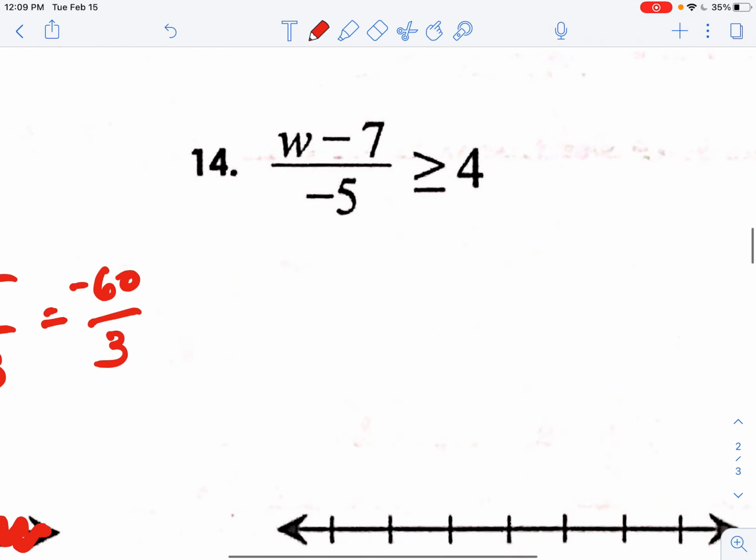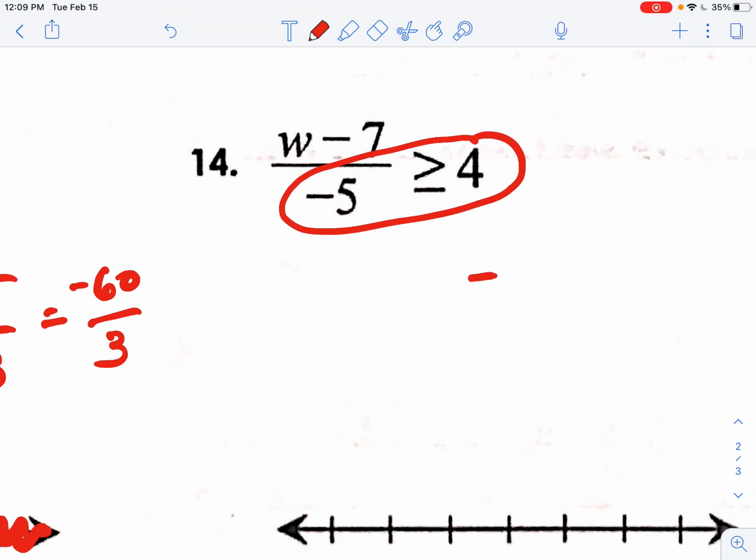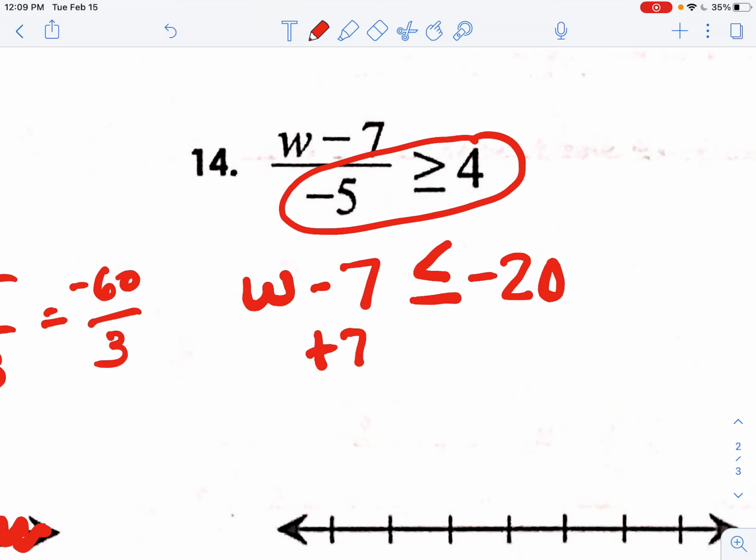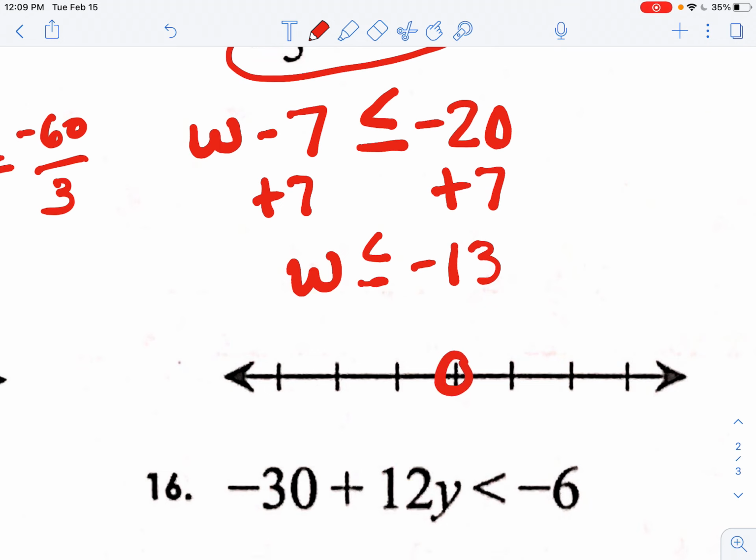Number 14 got lots of questions. You do multiply these together to get -20, but because what you're actually doing is timesing both sides by -5, that is a sign switch. So W minus 7 is less or equal to -20. Add 7 to both sides, and W is less or equal to -13. So closed on -13, and W is less or equal down to the left.